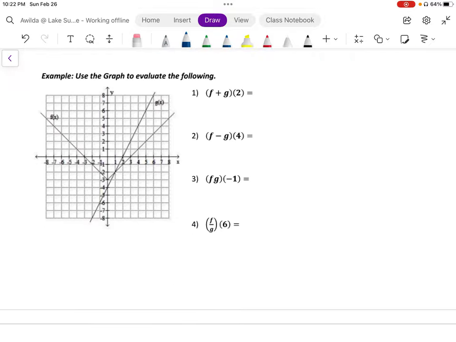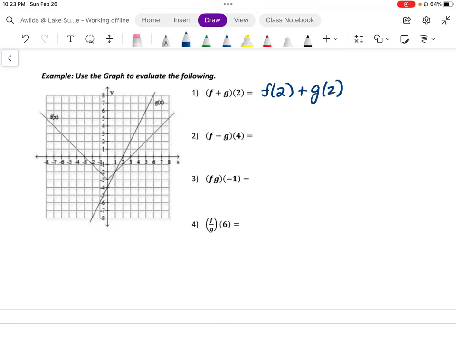In the next example, we are going to add, subtract, multiply, and divide, except that we don't have the rules for the function f and the function g. Instead, we have their graphs. So we're going to have to read off some values from the graph to answer these questions. First, we have f + g evaluated at 2. By definition, this is equal to f(2) + g(2).